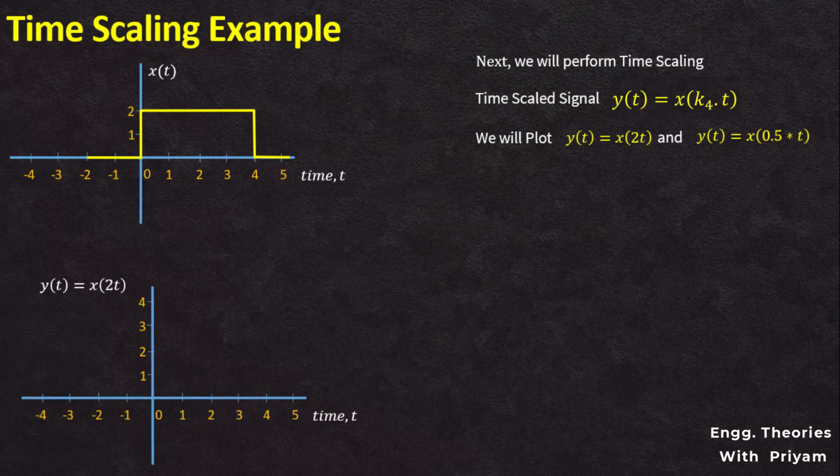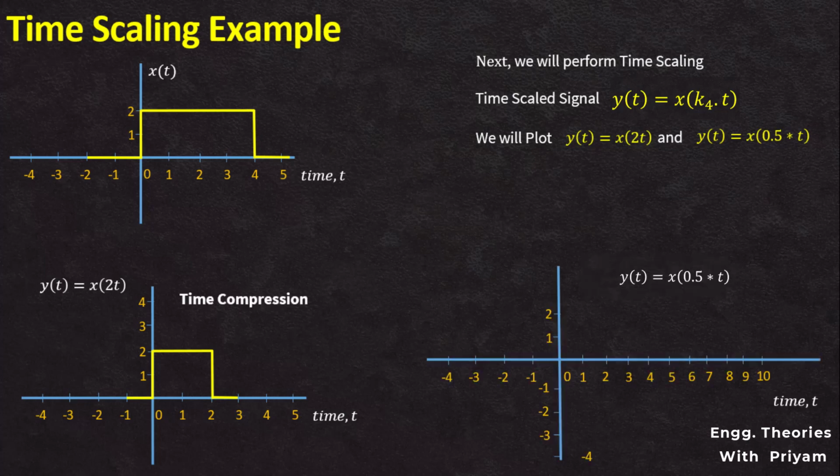When y(t) = x(2t), then k4 is equal to 2, and the duration of the signal x(t) will be compressed by the value of 2, and that's the time compression of the signal x(t). And when y(t) = x(0.5t), then the value of k4 is equal to 0.5. So the duration of the signal x(t) will be expanded by the value of 0.5, or it will become double, and that's the time expansion of the signal x(t).